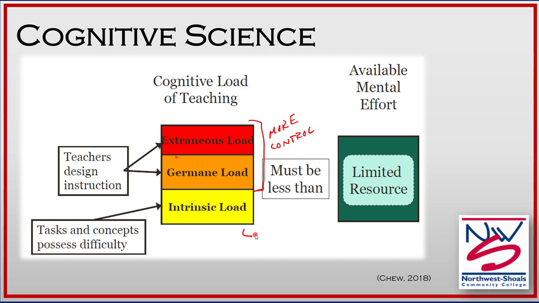The intrinsic load, on the other hand, we have less control over, because this is just the inherent difficulty of the subject, right? So Algebra 1 is going to have less intrinsic load than, say, quantum physics. Some things are just inherently more difficult than others. And so what cognitive load says is that if we take all 3 of these, that must be less than the limited resource that we have available to process information. And we call this limited resource our working memory.